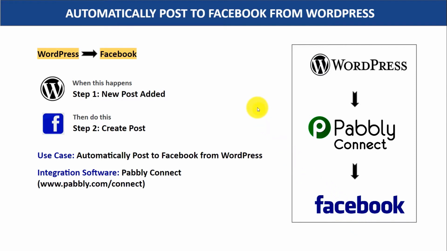So here I would suggest that you bring in some automation so that whenever a new post is added on WordPress, automatically create that post on Facebook. So in this video, we will be using Pabbly Connect to integrate WordPress and Facebook. The best part of using Pabbly Connect is there is no need for coding skills or programming knowledge. It can be done easily. Let me show you with an example.